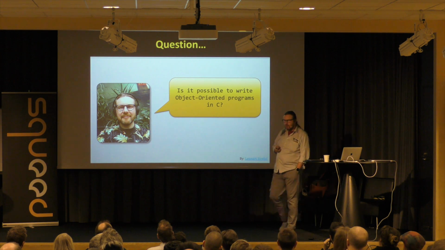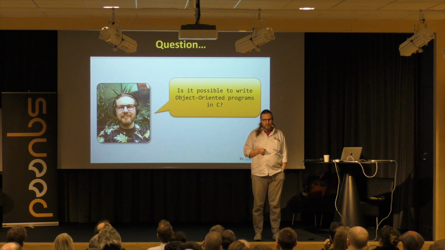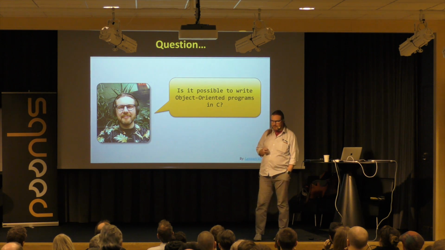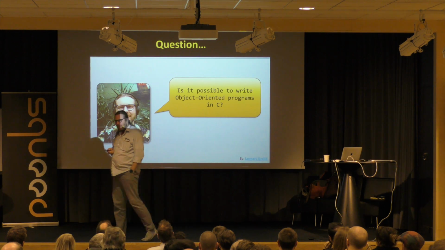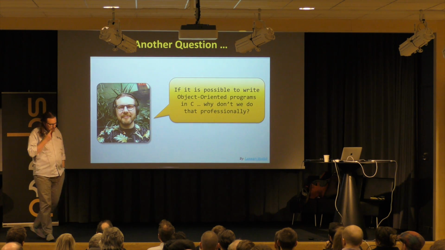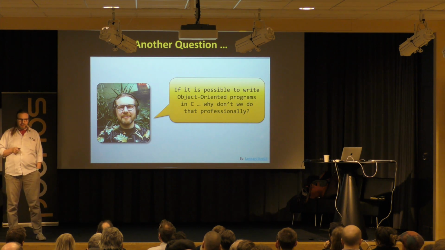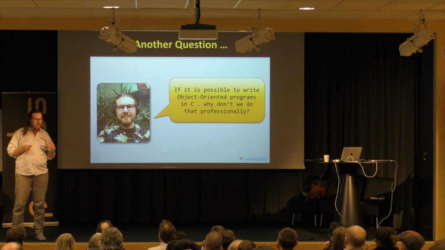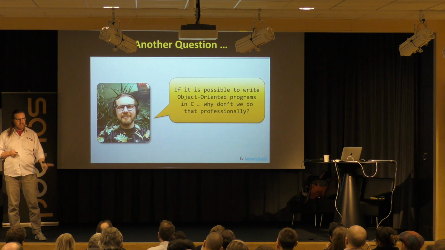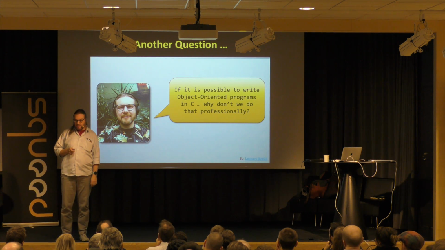Right, so for those of you who didn't think so, there's actually quite a few books and quite a few dissertations and quite a few examples on the net where you actually write object-oriented code in C. The question is, if it is possible, because I tell you it is possible, then why don't we do that professionally? Why are there no big projects that actually write object-oriented code in C? Because to the best of my knowledge, there isn't one, really. Or there are very few.